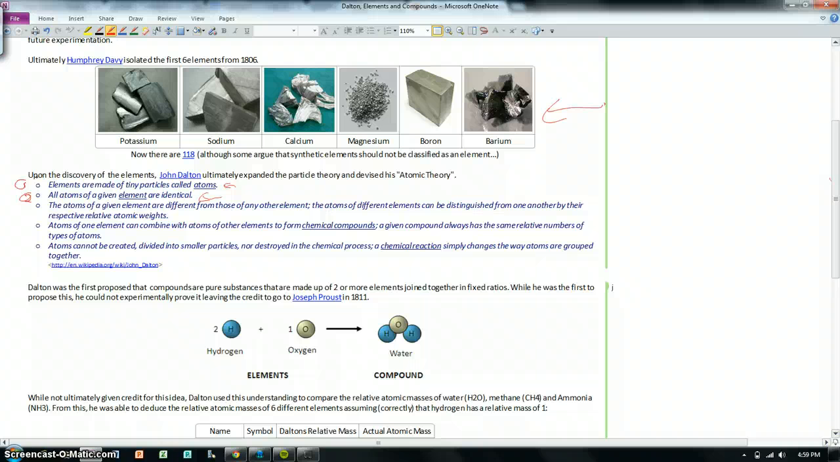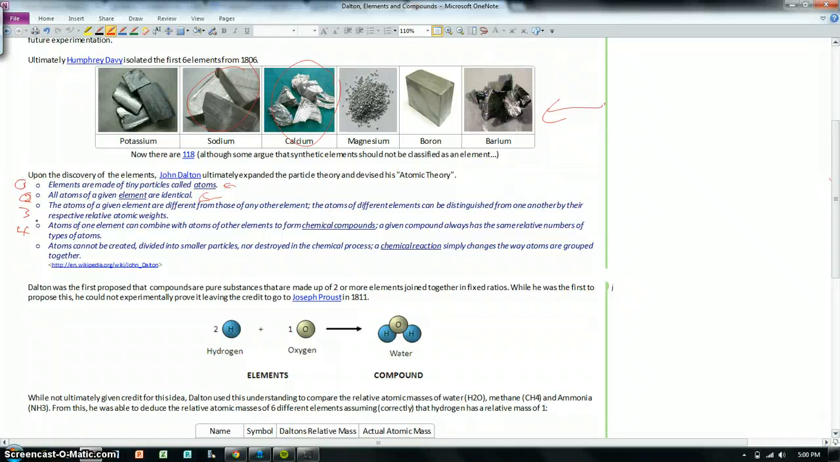The atoms of a given element are different from those of any other element, and the atoms of different elements can be distinguished from one another by their respective relative atomic weights. So they all weigh differently. No atom is the same weight as another. Okay? And I'll reiterate, every sodium atom, right, is the same as every other sodium atom, but it's always different than every calcium atom. So that's number 3. Number 4 states that atoms of one element can combine with other elements to form chemical compounds.